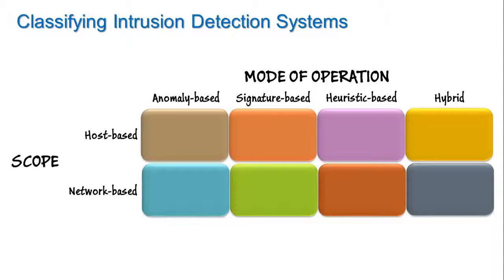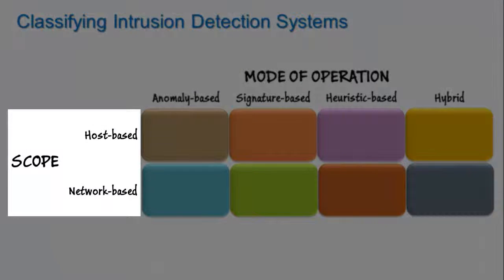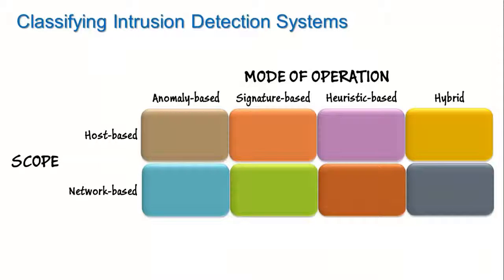The variety of intrusion detection systems can perhaps best be understood by using a 4x2 matrix, such as that shown in this figure. The four different modes of operation that an intrusion detection system might employ are listed along the horizontal axis, while the two different types of scope are listed along the vertical axis. With this framework in place, we can easily classify any intrusion detection system. Specifically, an intrusion detection system might reside on a host and use anomaly-based, signature-based, heuristic-based, or hybrid approaches for detecting unusual activity on the host. Alternatively, an intrusion detection system might reside on a network and use anomaly-based, signature-based, heuristic-based, or hybrid approaches for detecting unusual activity on the network.